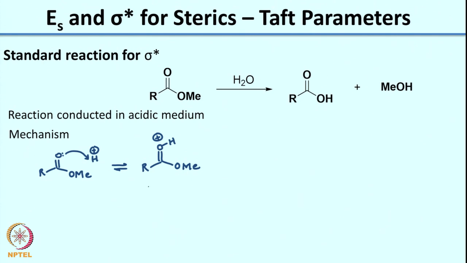Now the next step is addition of your nucleophile. Remember, the reaction is under acidic medium, so you will not have OH minus in the medium. So what you will get is, and then the subsequent steps, although those will not be of much consequence because this is your rate determining step. So then what you would have is, you will have a proton transfer.